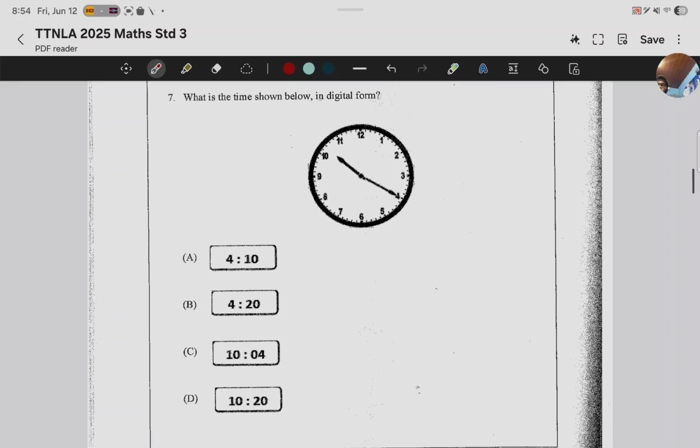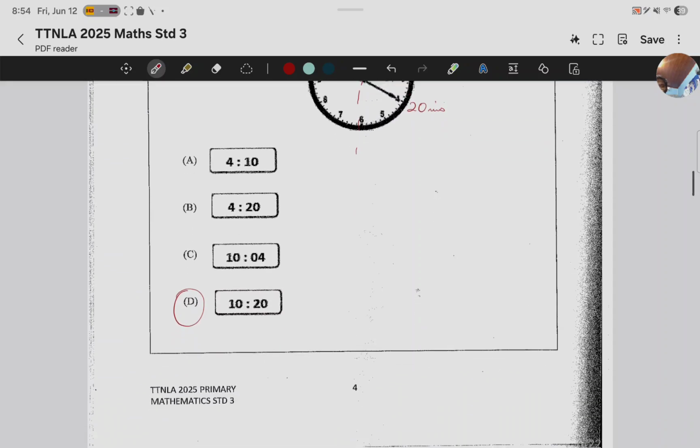What is the time shown below in digital form? The minute hand is pointing to the 4, which represents 20 minutes, and it is on the past side of the clock. The hour hand is closer to the 10, but between the 10 and 11. So this is 20 minutes past 10. 10:20.